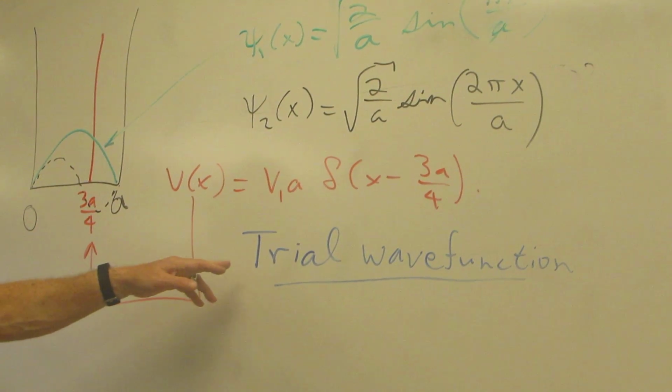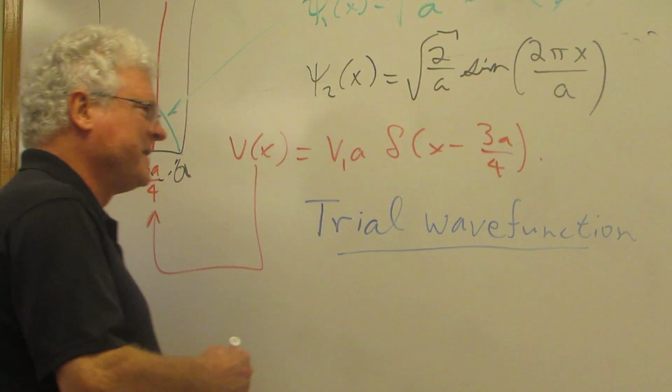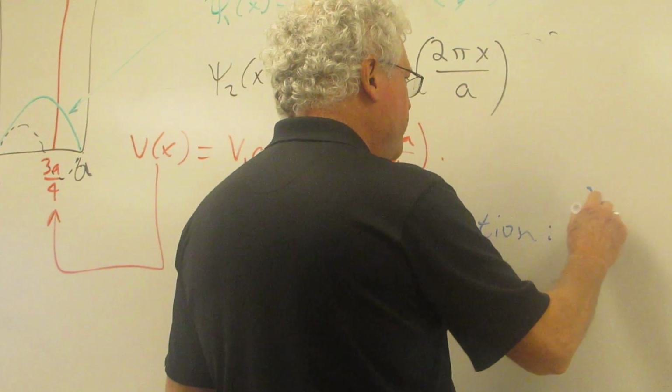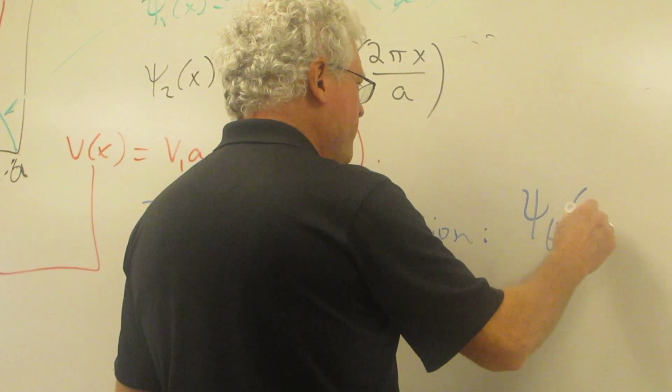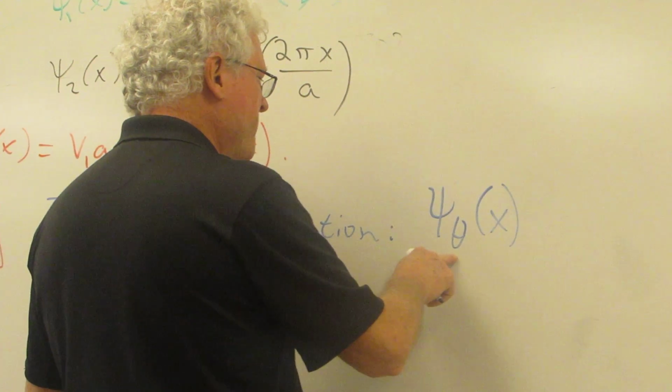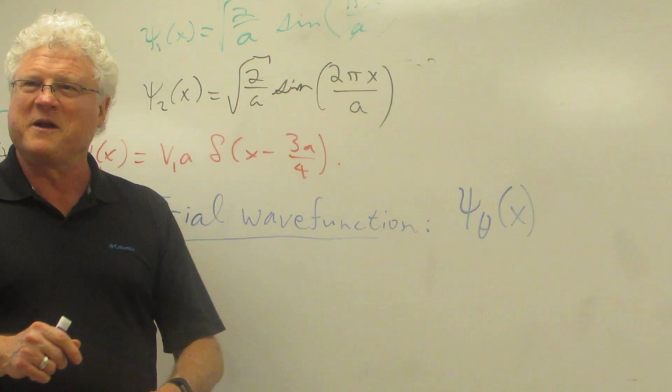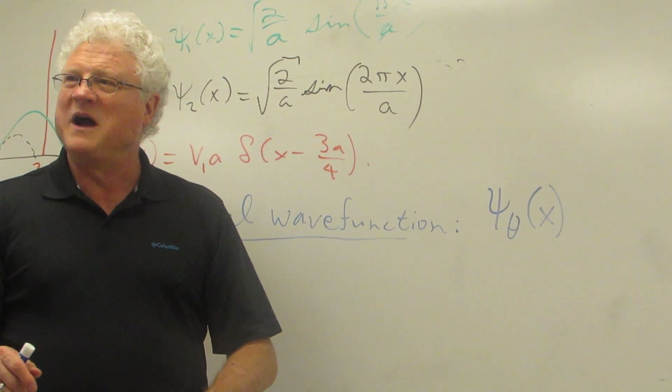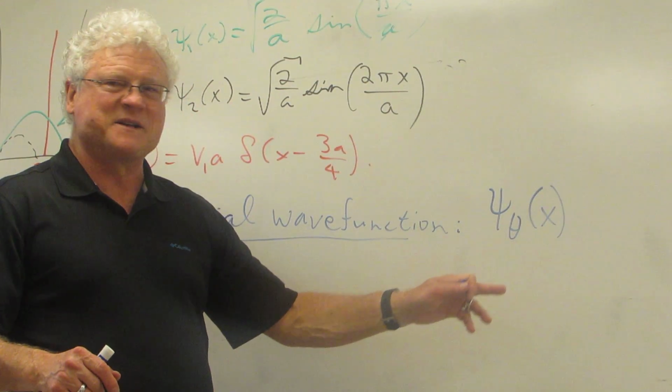So this would be the trial wave function. I said, okay, let's try this. Let's try psi theta. This has this parameter theta. That's the one you want to figure out what value of theta is going to minimize the expectation value.